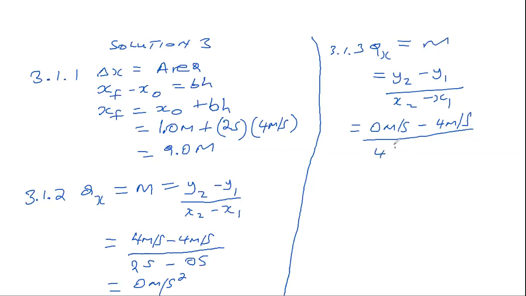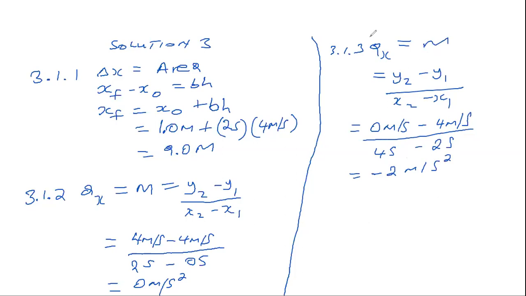X2 is 4 seconds minus 2 seconds. Okay, let's check the answer here. It's 4 divided by 2, which is negative 2 meters per second squared. So it's negative because the object is slowing down.